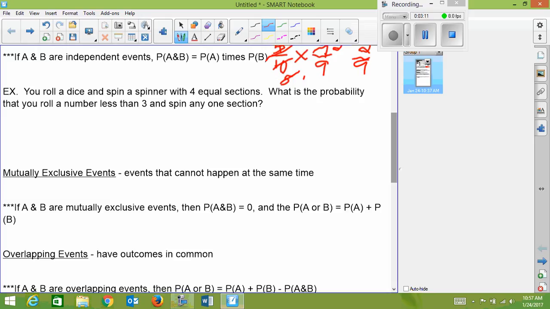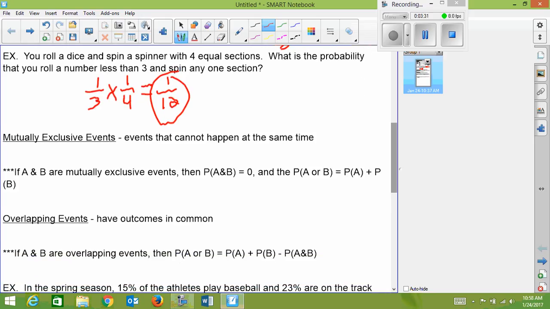So 2 out of 6, so I'm just going to go ahead and reduce it to a 1 out of 3 chance of getting a number less than 3, and any chance that I would spin any one section, and since they're all equal, it would just be a 1 in 4. I can multiply those two together, and it's just a 1 in 12 shot of both of those things happening, okay?